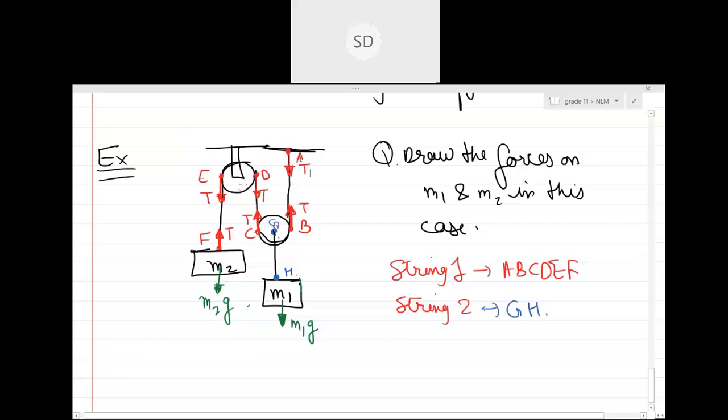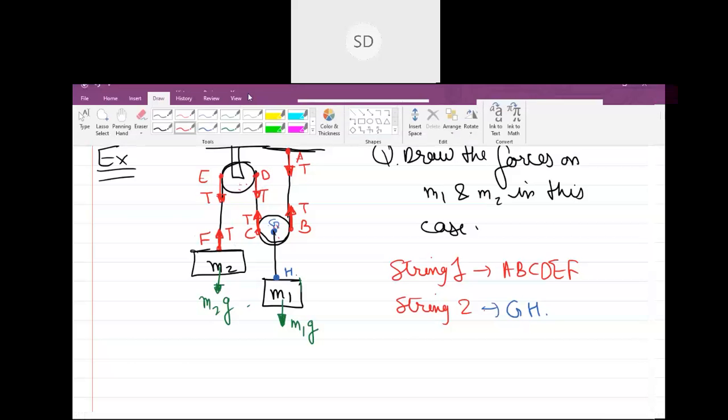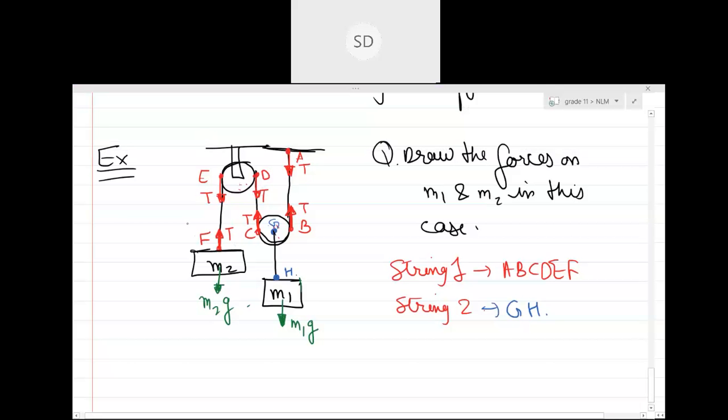What will be the tension in the second thing? What will be the tension in this? Will it be same as this? Hello guys, will it be same as T or it will be something else? Will it be same as T or something else? It will be the same? It's a different string.